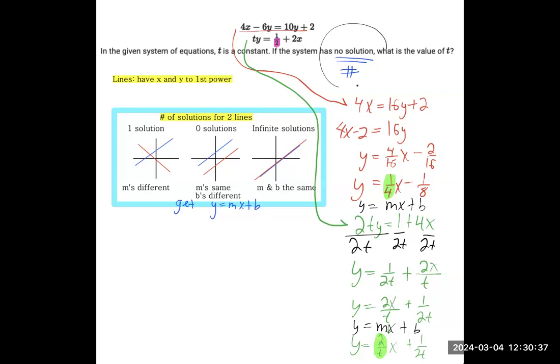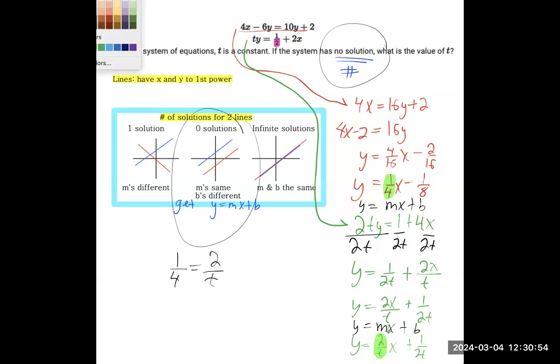And because we're told that there's no solution, it means that the slopes have to be the same, even though the y-intercepts are different. So if the slopes are the same, we can show that in an equation. We can say 1 over 4 equals 2 over t. Now we can just solve that by cross multiplying. We can say 2 times 4 equals 1 times t. So t therefore equals 8. And that is the answer to this question.